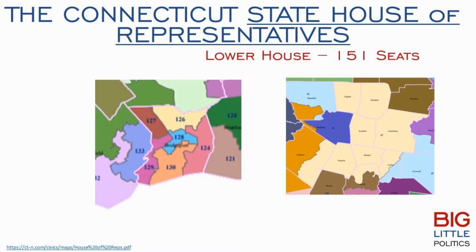We see here the city of Bridgeport has 6 districts within it, so one city sends 6 representatives to the House. On the other hand, out in eastern Connecticut, we have this 47th district, which has over 6 towns that are together within it.